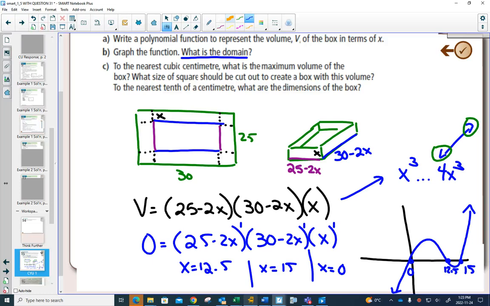So in this question, the smallest you could cut out is something just bigger than 0. The biggest you could cut out would be something just a little bit smaller than half, 12.5. So you still have something left. In fact, in the graph, can you see that this section from 0 to 12.5 is the only section that makes sense? So, we've graphed the function. What is the domain?